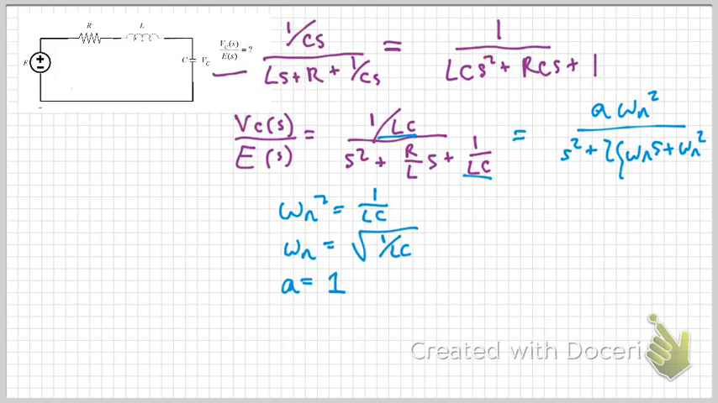So we have A is equal to 1, and we can say 2 zeta omega n is equal to R over L. And we have that omega n is equal to the square root of 1 over LC, so we can go through and solve for zeta. I'm not going to do that with variables, but if we have numerical values, it's a lot easier. It's just a lot of algebra, which I don't feel like doing right now. But then we can solve for zeta with numbers.